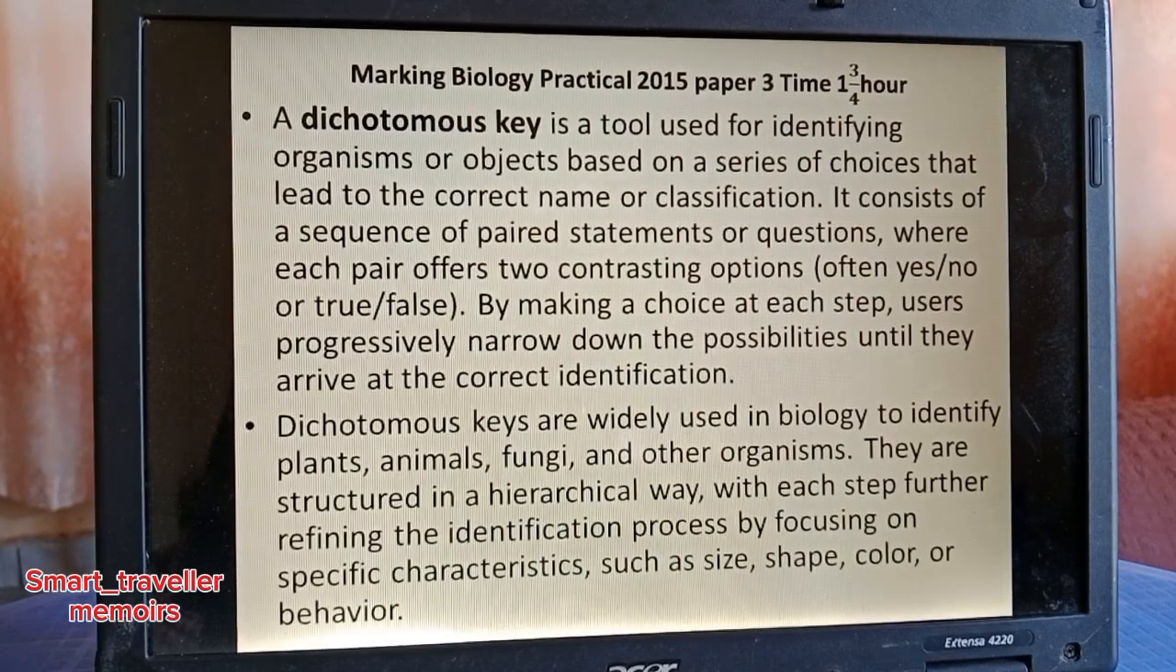So let's dive into the way this examination was marked. So there, I'll briefly let you write down what is a dichotomous key.